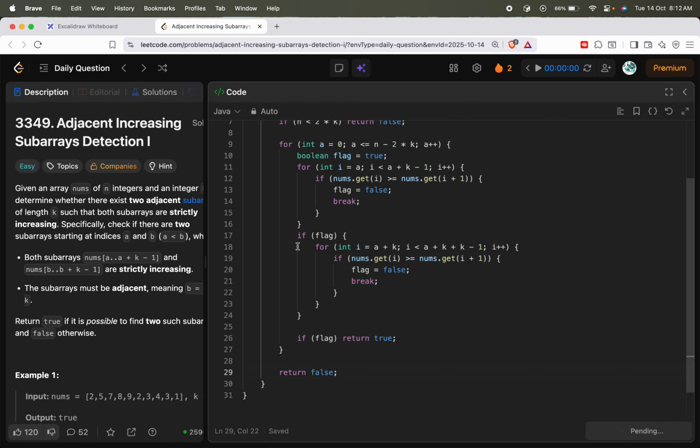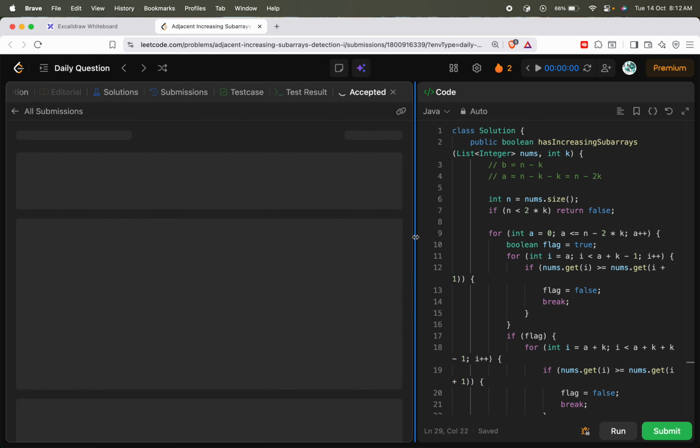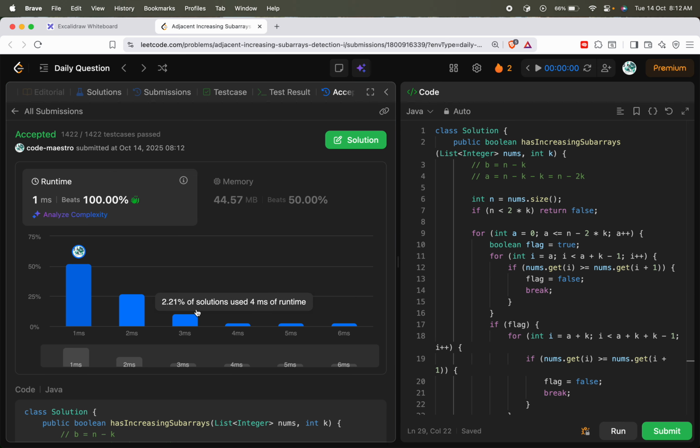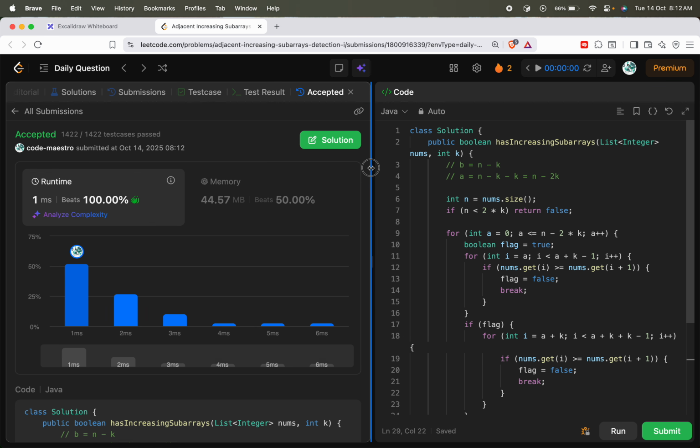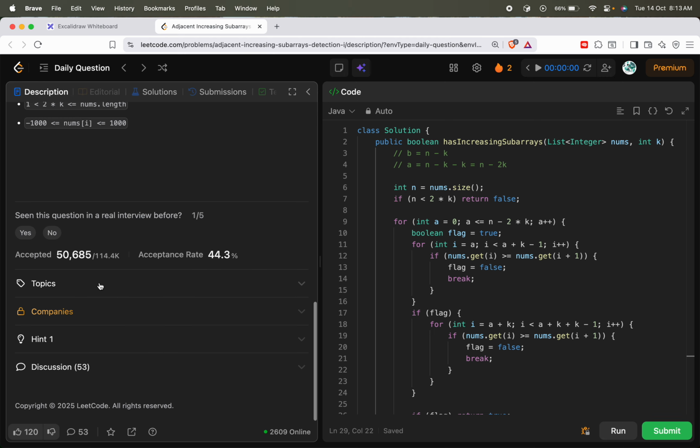Let's submit this problem. As you can see, it is pretty efficient and it beats most of the solutions. Okay, the key takeaway here is to look at the constraints and try to solve the problem accordingly. Don't try to over-engineer the solution.